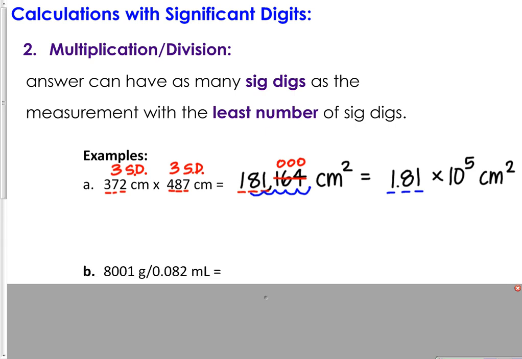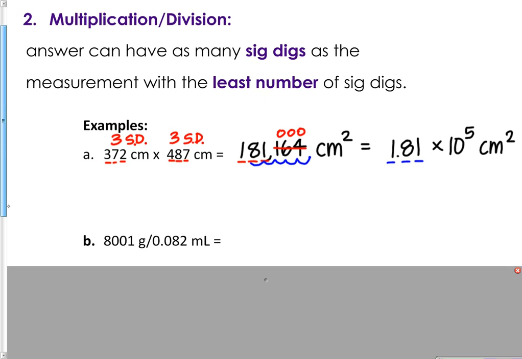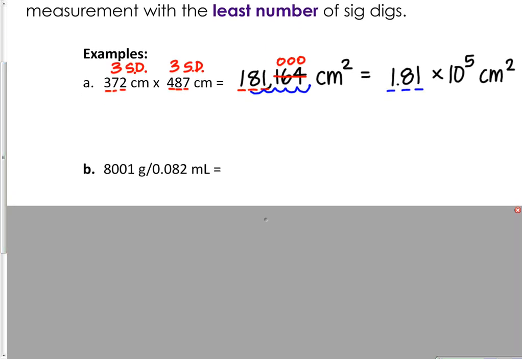Let's try B. If you want to try B on your own, you certainly can. If you look at B, you are taking 8,001 grams and you are dividing by 0.082 milliliters. Now, if you do this in your calculator, everybody's calculators are going to be slightly different, but my calculator gives me a lot of digits. This is the reading I get: 97,573 point, and then this goes on for a bit, 17073. Now the label, since I took grams divided by milliliters, would be grams per milliliter.